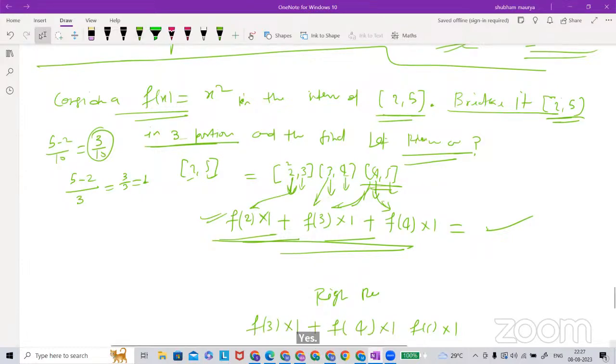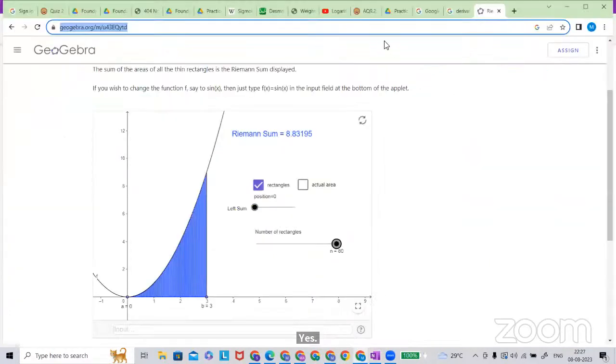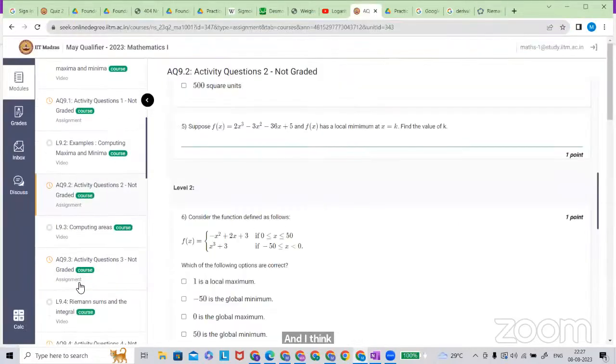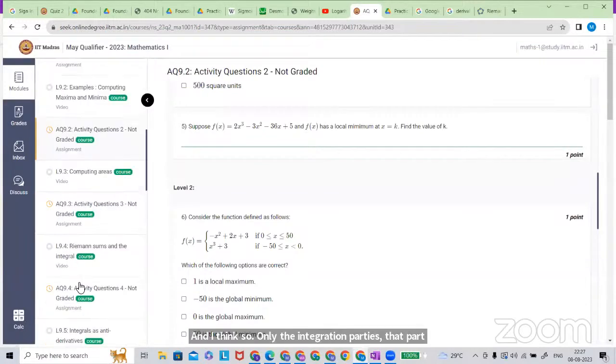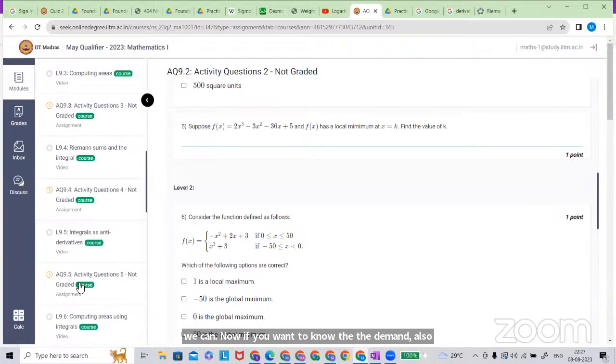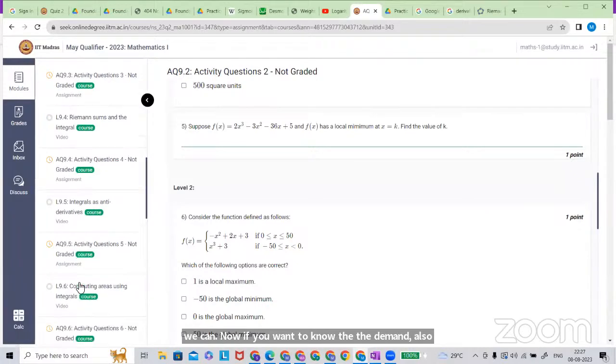Actually, this week I have almost discussed everything. Riemann sums and critical points are covered, and I think only the integration part remains. If you want to know Riemann, that part we can do. Now, integration is just remembering the formulas. Integration of sine is minus cos, integration of cos is sine, and integration of x to the power n is x to the power n plus 1 over n plus 1.